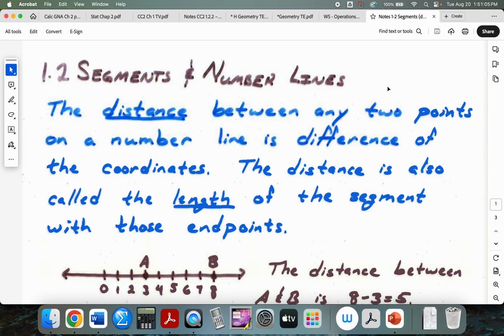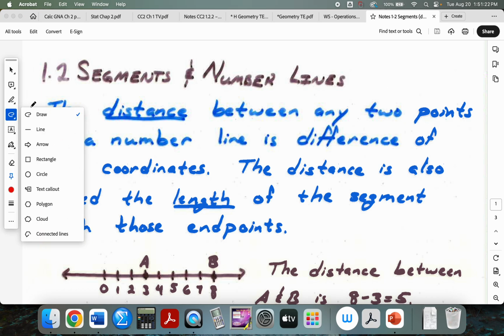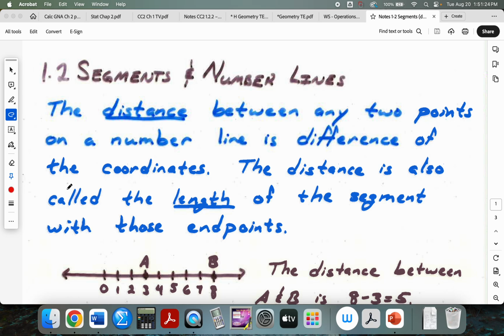All right, so today we're going to be looking at segments and number lines. What we've learned is that the distance between any 2 points on a number line is the difference of the coordinates. And when they say difference, what word should you think of immediately? Pardon? Subtract. That's exactly right. Anytime you see difference, you're thinking subtract. This distance is also called the length of the segment with those endpoints.